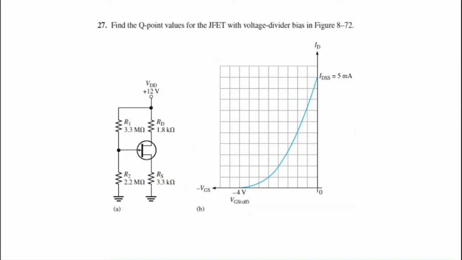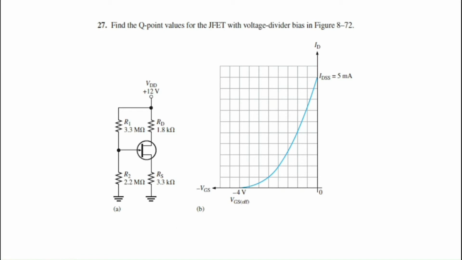Moving on to the second question, which is question number 27 of your textbook. Again, we have to determine the Q point for the JFET with voltage divider bias. This is the voltage divider biased JFET circuit, for which we have to determine the Q point using the characteristics curve given.